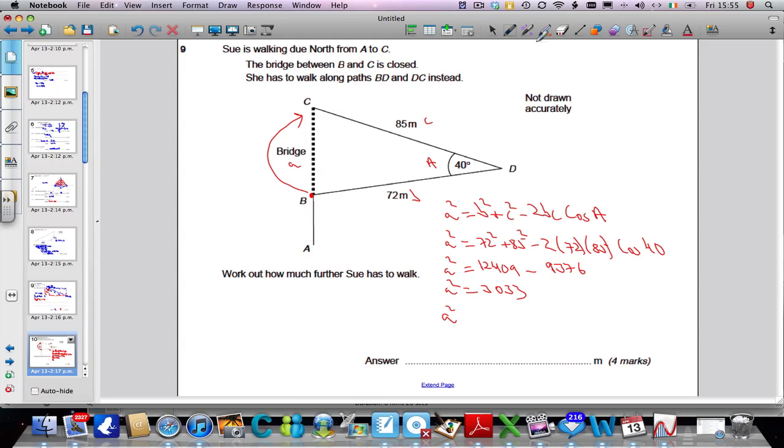That means a is going to be the square root of 3033. So take the square root of that and we get 55. So a is approximately 55. That's 72 and that's 85. Let's find the difference. So I'm going to do 72 plus 85, take away 55, gives us 102. And there's your 4 marks.